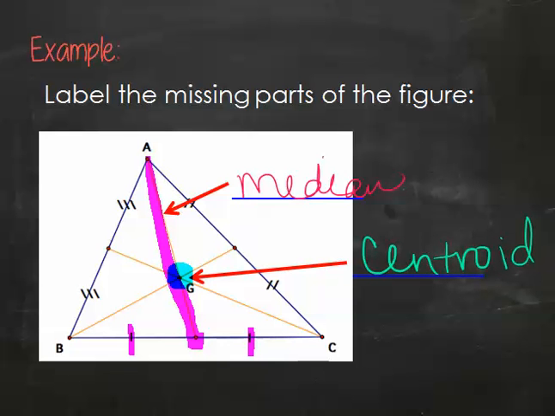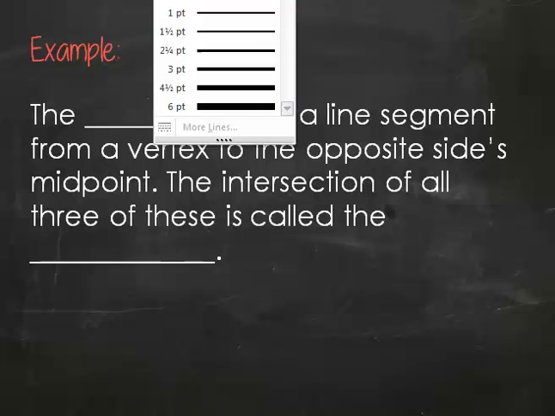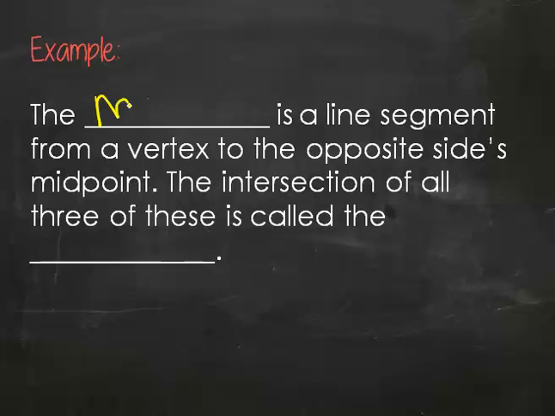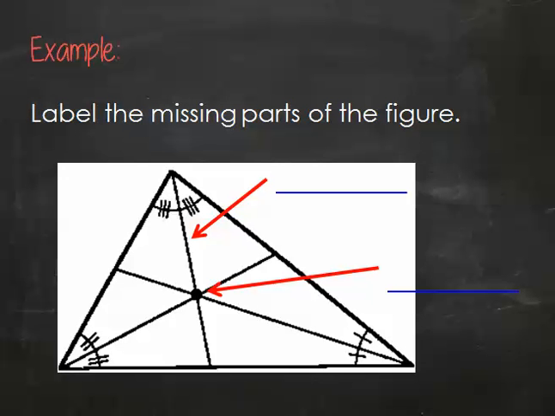Moving on. Now we're going to put it in verbiage text. The blank is the line segment from a vertex to the opposite side's midpoint. Well, we should know that. That's what we've been talking about. That is our median. The intersection of all of these medians is called the centroid. Now that you've learned these two new terms, let's go back to Lesson 12 and remind ourselves of some other things that we looked at.